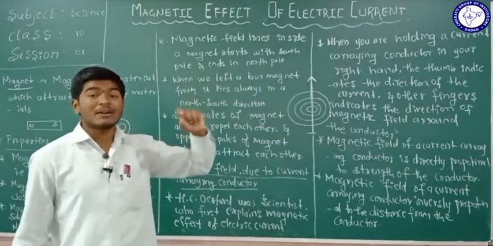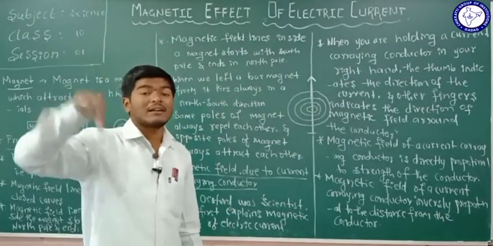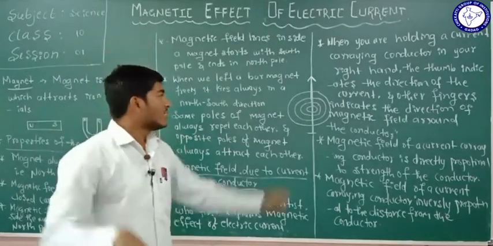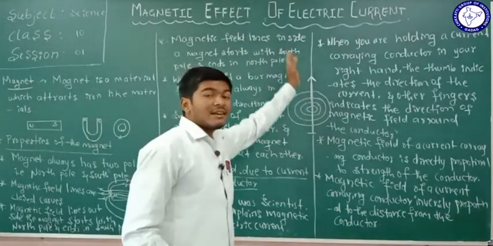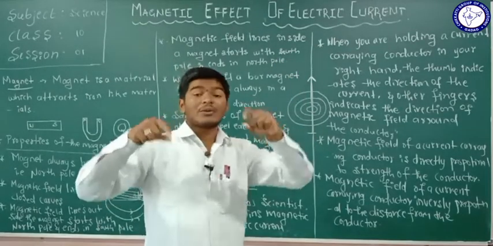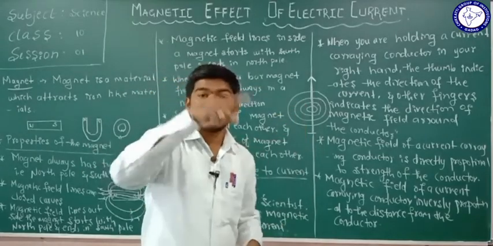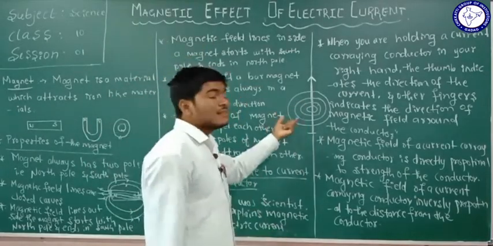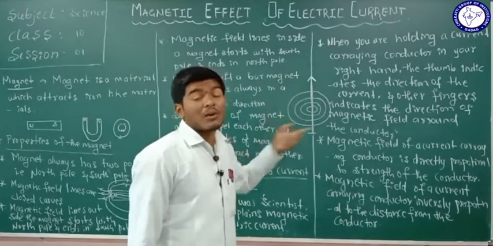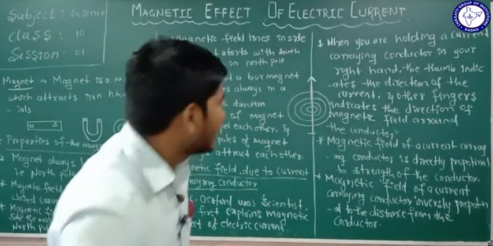Now I am considering the conductor in a straight line, a straight current carrying conductor. If we consider a coil, that is, the current carrying conductor in a coiled shape, then what is the shape of the magnetic field lines around the coiled current carrying conductor? That we'll see now.